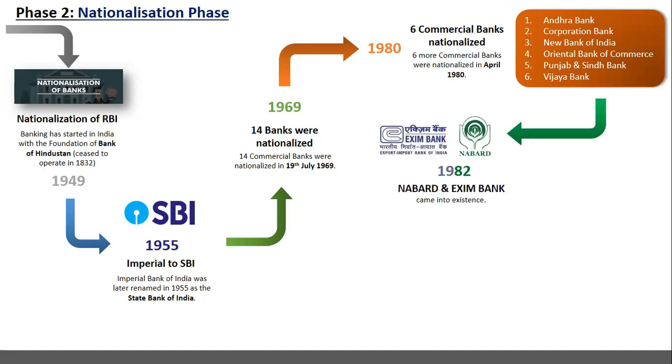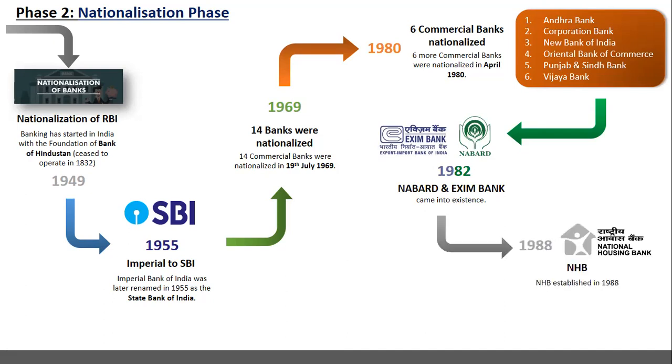After that, in 1982, NABARD and Exim Bank came into existence. Exim was mainly the export import bank of India. And after that, in 1988, NHB, the National Housing Bank, was established. And after that, in 1990, SIDBI was established. So this all happened in the nationalization phase, that means in phase two.